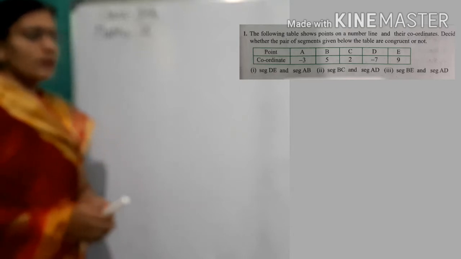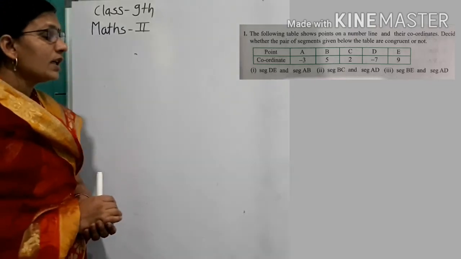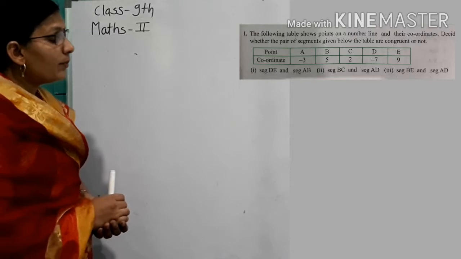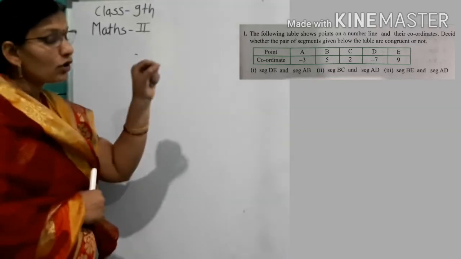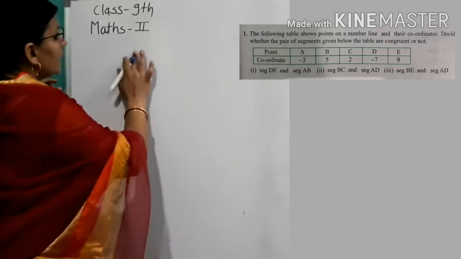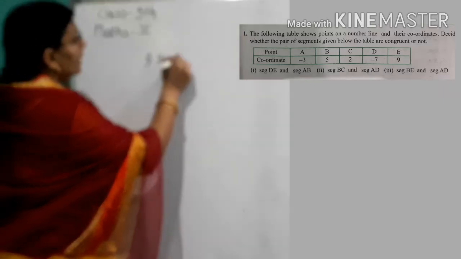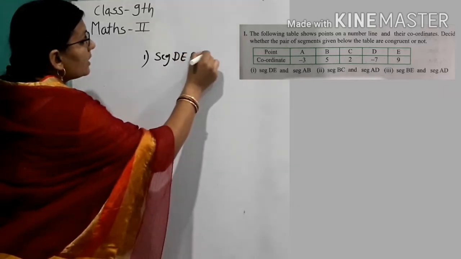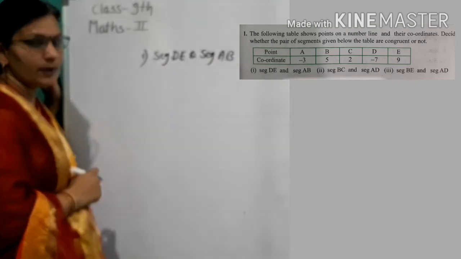Let's solve some examples. In example number one, a table is given. Observe this table. Some points and their coordinates are given. Decide whether the following pairs of segments given below the table are congruent or not. The first pair given is segment DE and segment AB.